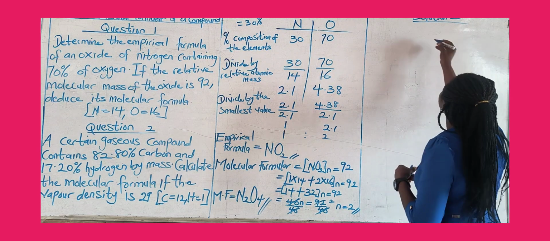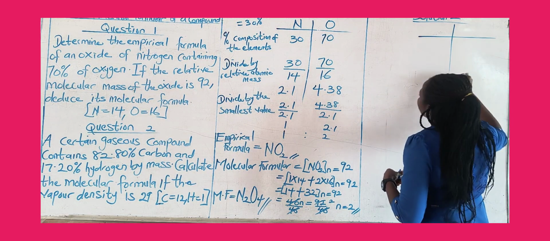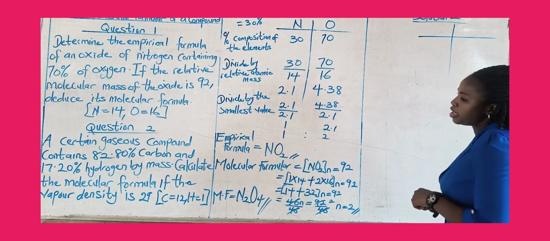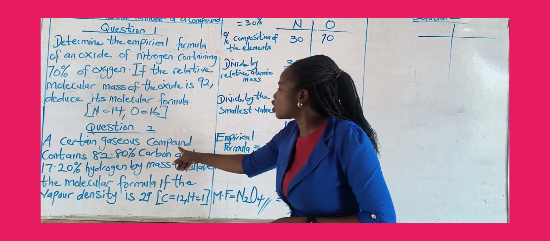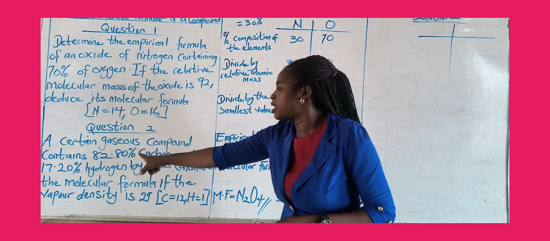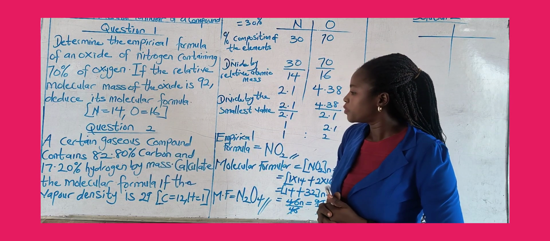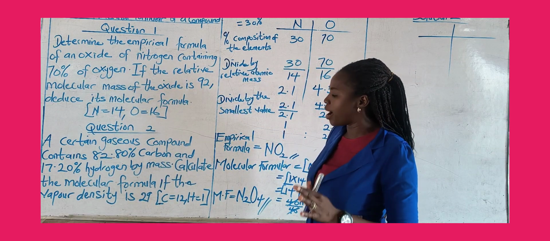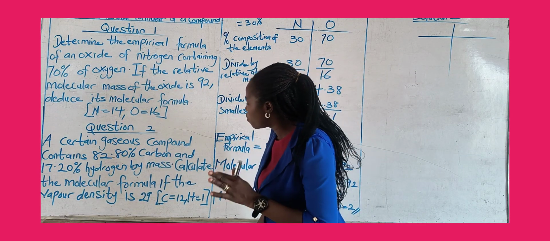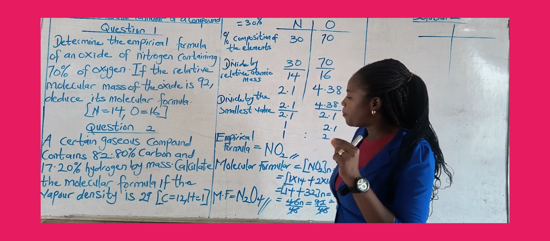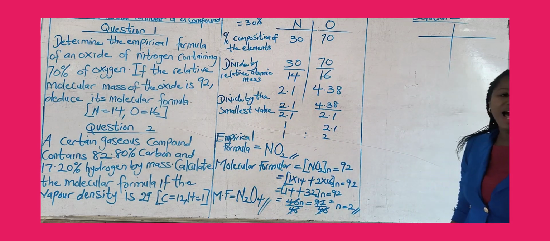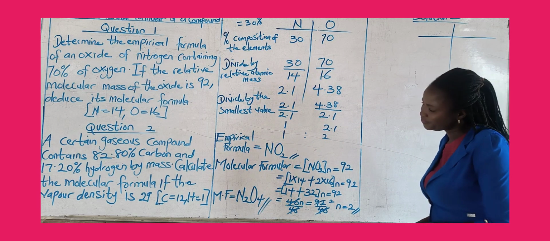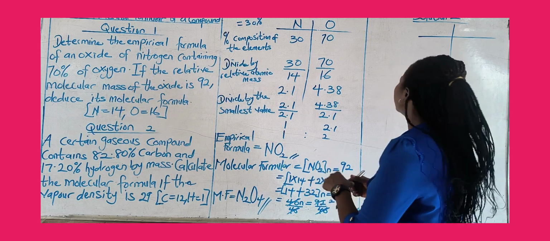The first thing to do is draw your table. Good. You have your table already, right? The starting gaseous compound contains 82.80% carbon and 17.20% hydrogen by mass. Calculate the molecular formula if the vapor density is 29. Wow, that's good. This is another dimension. Good.